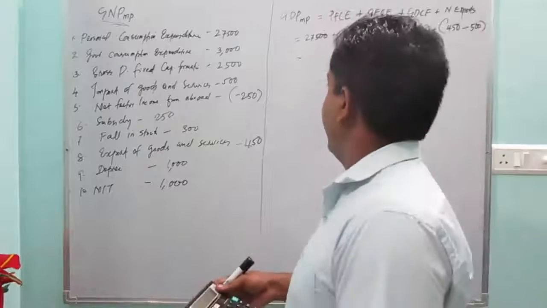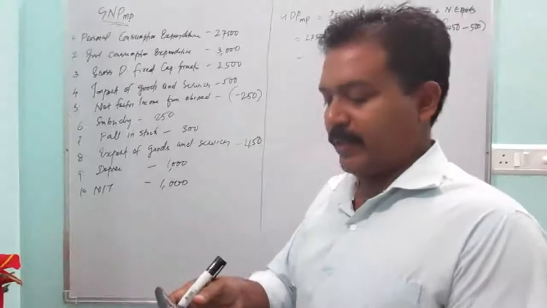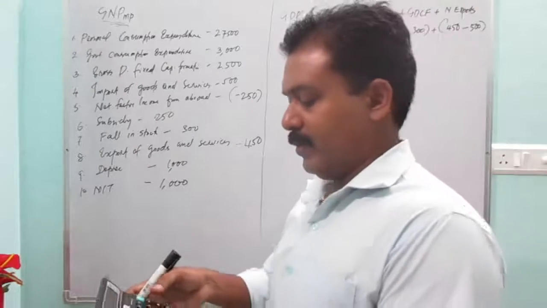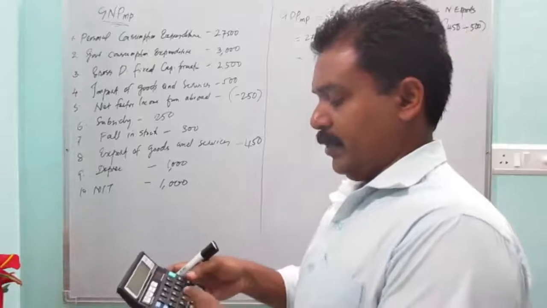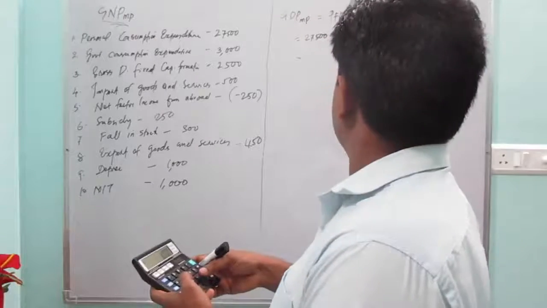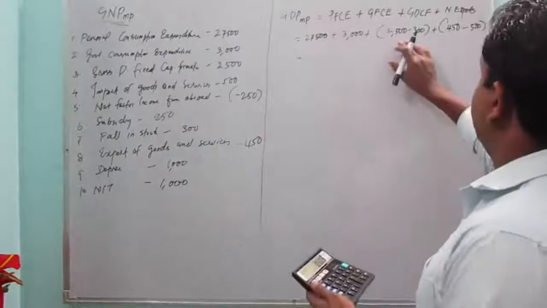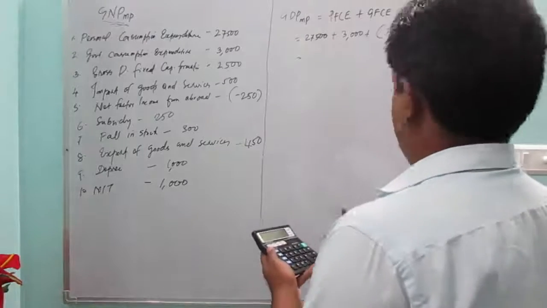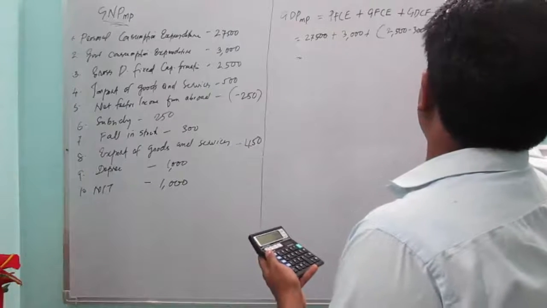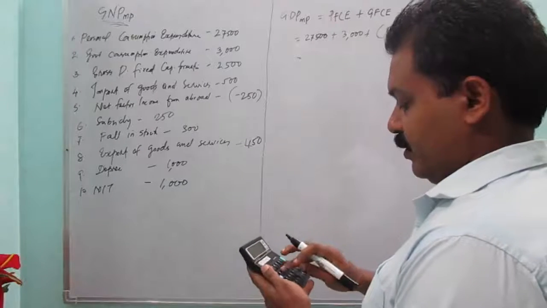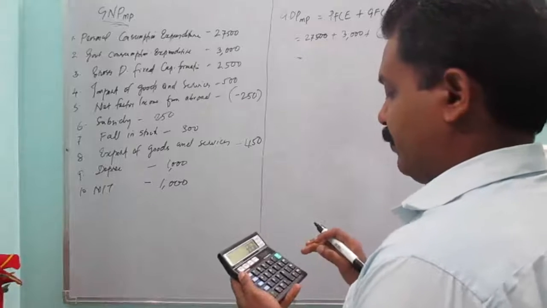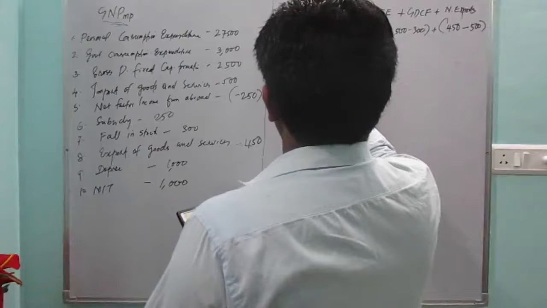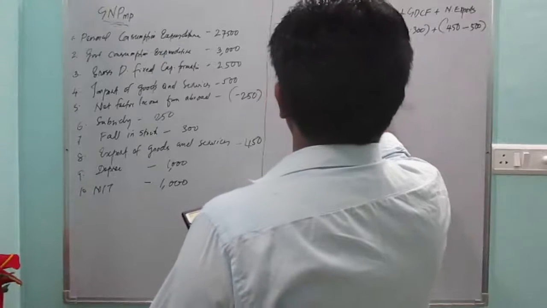Now we need to add this: 27,500 plus 3,000 plus 2,200, minus 50, equal to 32,650.